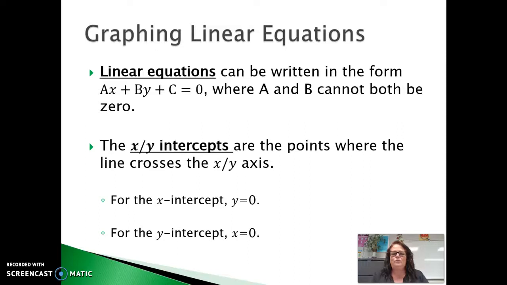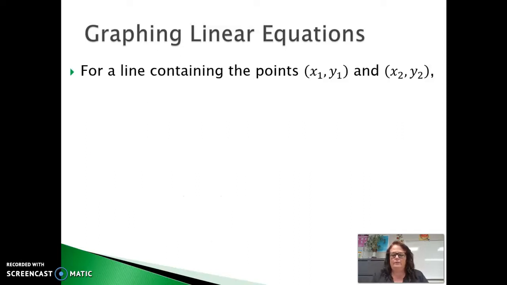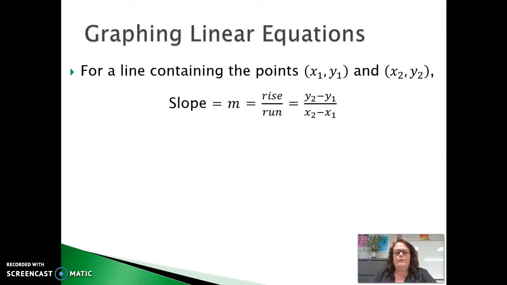If at any time I go too fast, please don't hesitate to pause the video and copy this down. If a line contains the first point at x1, y1, and then the second point at x2, y2, then we have a slope that we use the letter m to represent. We talk about that as rise over run. Rise deals with the y's, they rhyme. So you take the second y minus the first y, and the run is the second x minus the first x.